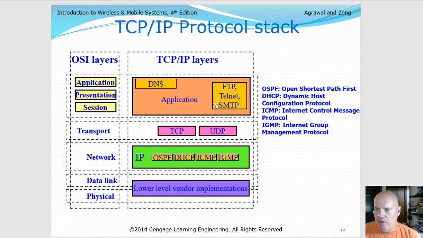SMTP is the Simple Mail Transfer Protocol. It's still in use for transferring mail between internet servers. DNS is the Domain Name Service. That's the service that actually translates the name of a server into an IP address.